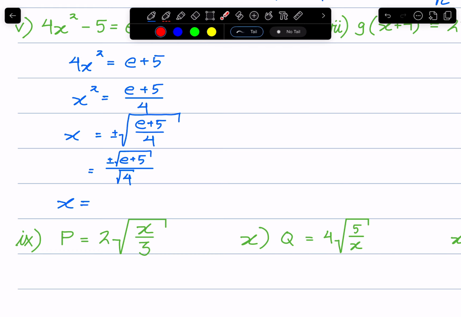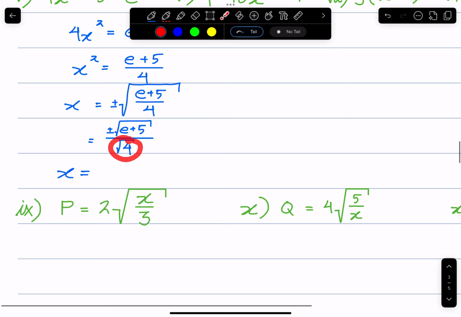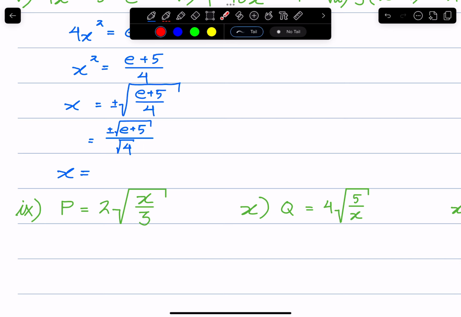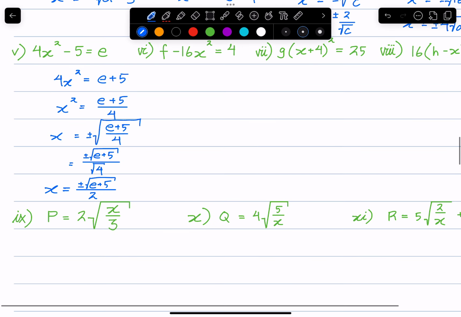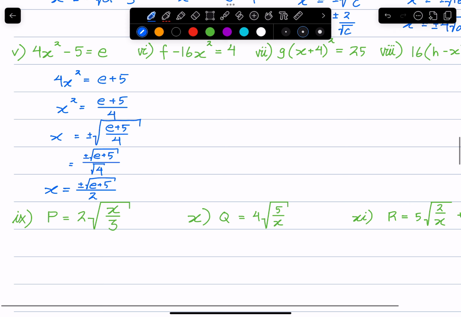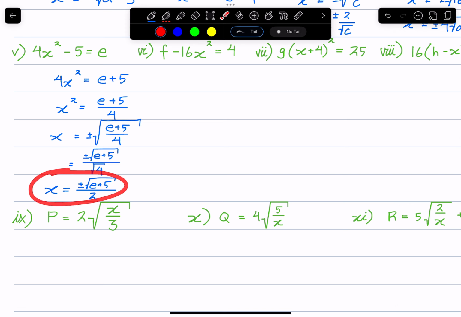And I've chosen 4 very specifically since square root 4 simply becomes 2. So this ultimately becomes plus minus e plus 5 square root all over 2. Okay, and that there is our final form of this one. All right, so let's keep going.